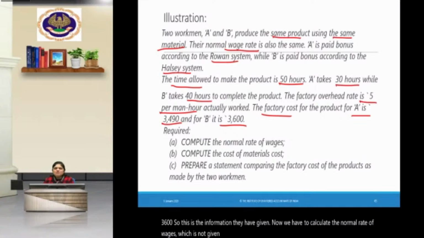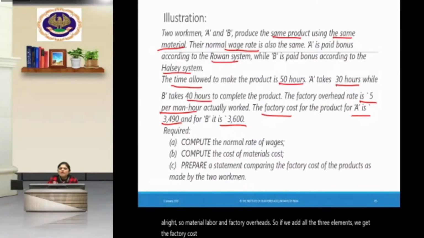Compute the material cost and prepare a statement comparing the factory cost of the products as made by the two workmen. So what do you mean by factory cost? How do we calculate the factory cost? Remember, factory cost includes many elements: material, labor, and factory overheads. If we add all three elements, we get the factory cost.